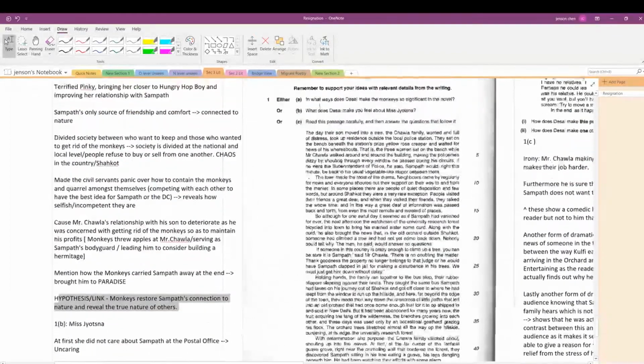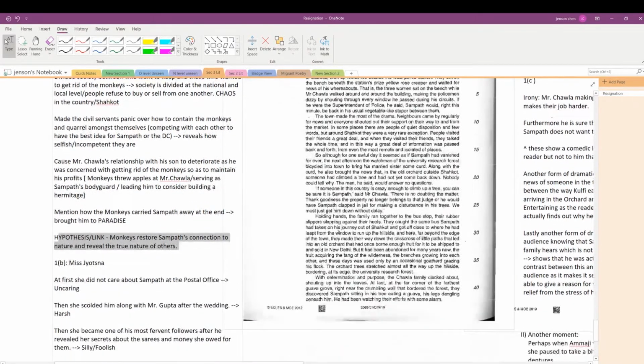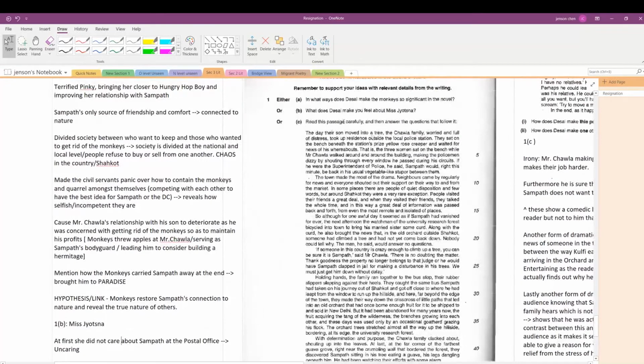Anyway, moving on. So according to the Miss Josna question, she's another minor character. At first I didn't think it was possible to talk about her. I thought she'd come in a pair with Mr. Gupta, but yeah, let's see what I've come up with. Okay. So how you feel about Miss Josna is actually a pretty easy question. So basically your impression of her.